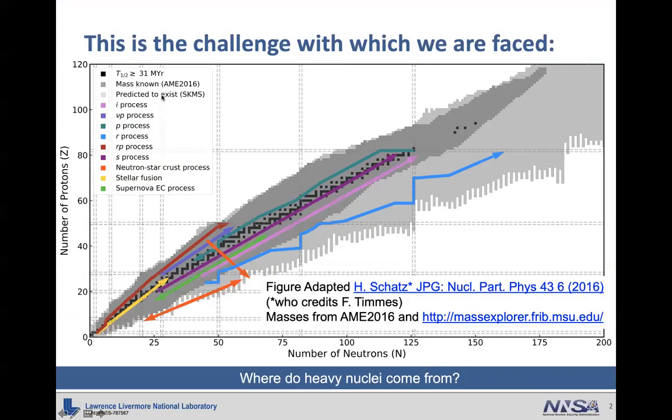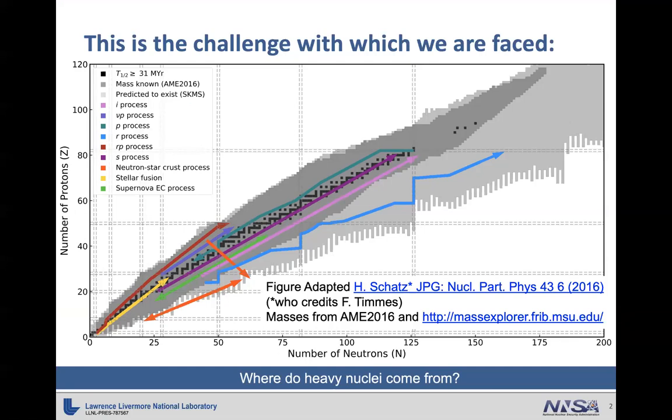Okay, so this is the challenge with which we're faced. This is the chart of the nuclei, and you can see the number of protons, the number of neutrons. The nuclei that are stable or functionally stable are indicated by the black dots. All the nuclei whose masses we knew in 2016 are in this dark shaded gray area, and all the nuclei that we think have a bound ground state are indicated in this lighter gray shaded area. And then these other colored lines indicate the astrophysical processes in which we believe these nuclei are made. And there are a lot of them.